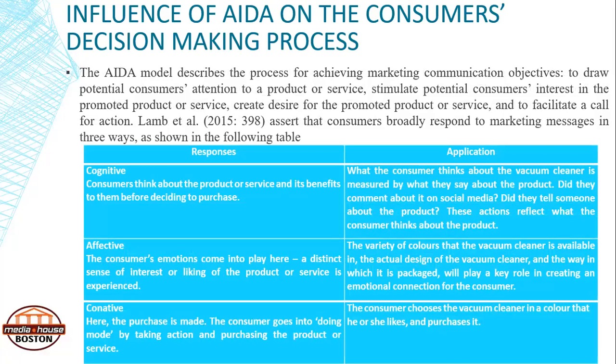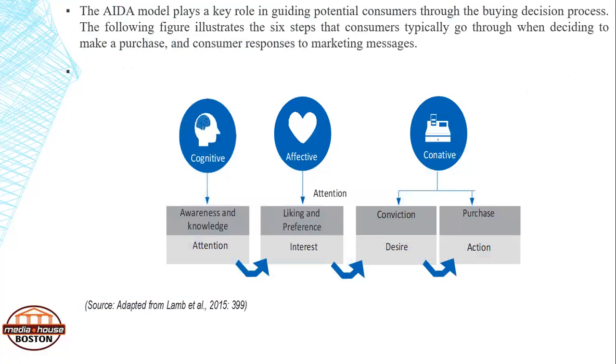Then we have conative. Here, the purchase is made. The consumer will purchase that particular product or service. The consumer goes into doing mode by taking action and purchasing the product or the service. Now, the AIDA model plays a key role in guiding potential consumers through the buying decision process. The figure on the screen illustrates the six steps that consumers typically go through when deciding to make a purchase, and consumers' response to marketing messages.